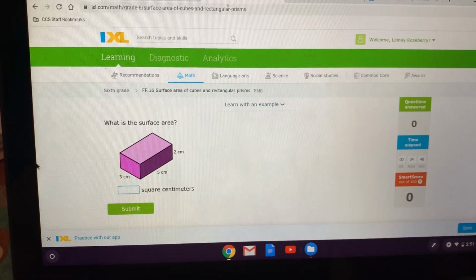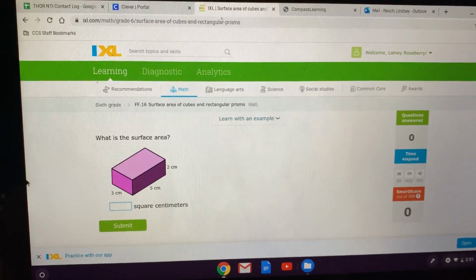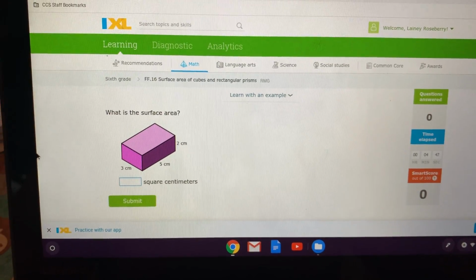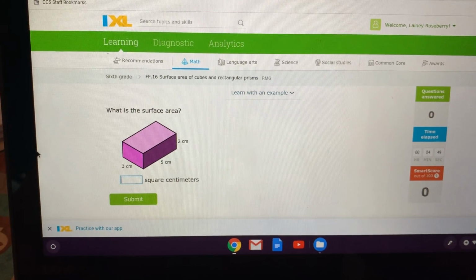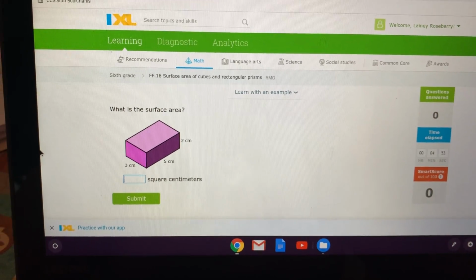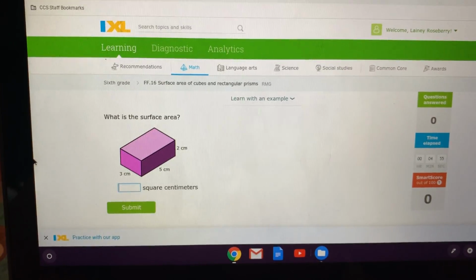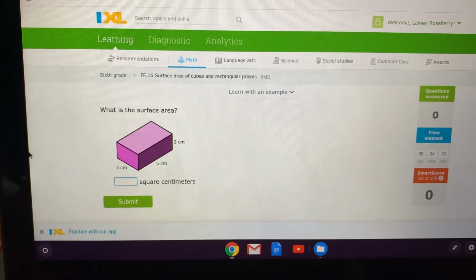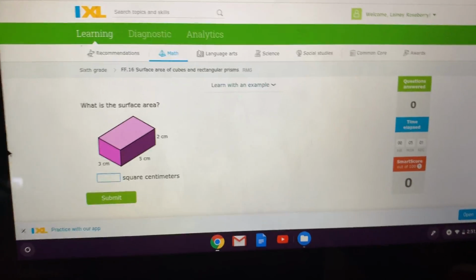Okay guys, so I'm here in IXL and I'm in activity FF.16, which is finding the surface area of cubes and rectangular prisms. So all the problems that you're going to see are of cubes and rectangular prisms. I'm going to do a couple of these with you just so you can see how to do this.